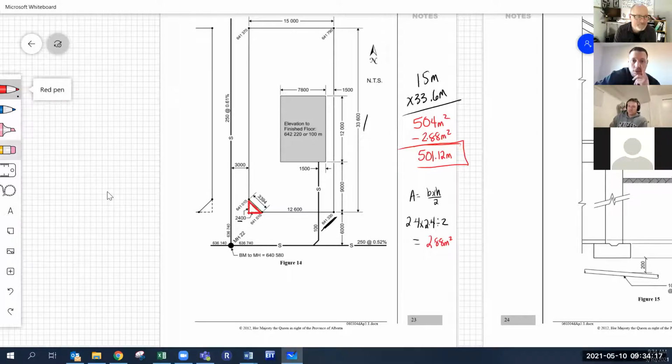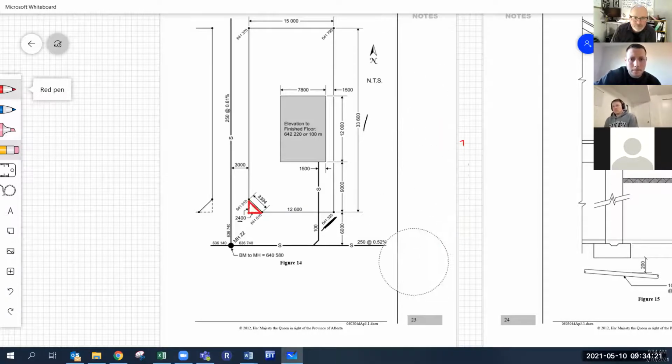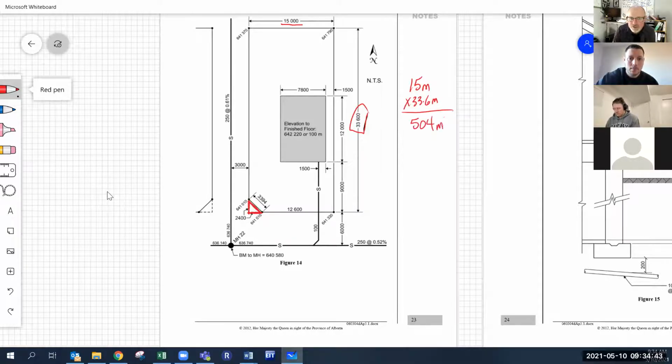Mind just going through that just once more? Sure thing. Okay, so the area of the lot, so it's 15 meters by 33.6 meters. Yes? Which comes out to 504 meters squared if I times those together.